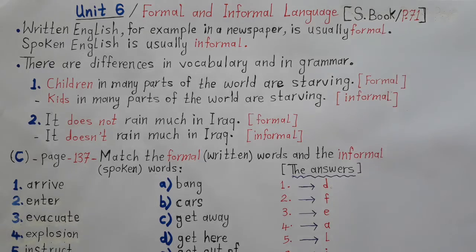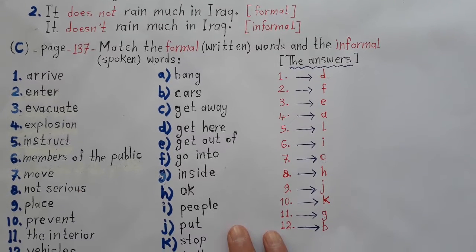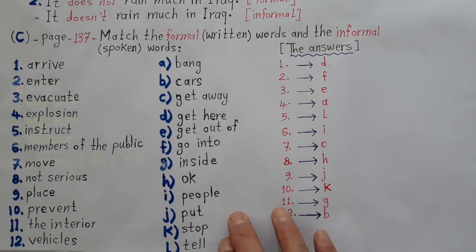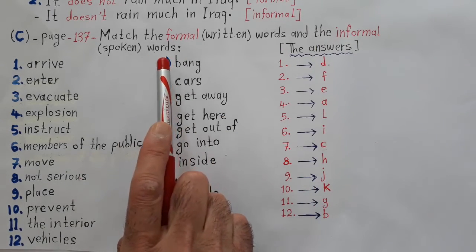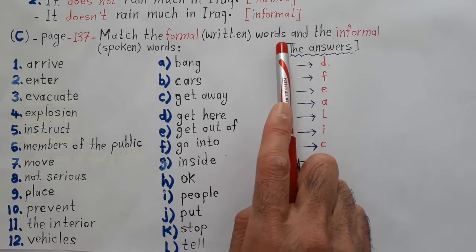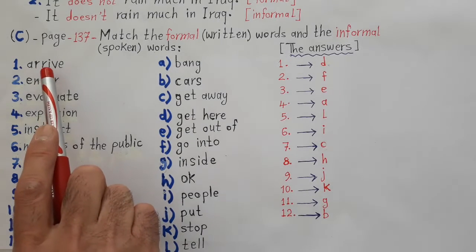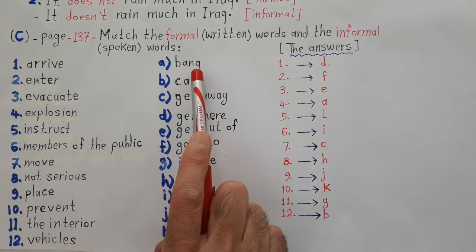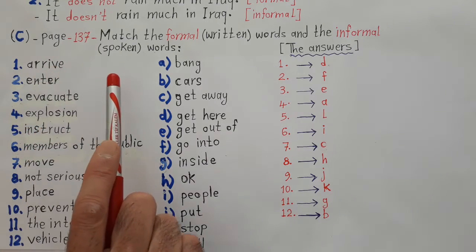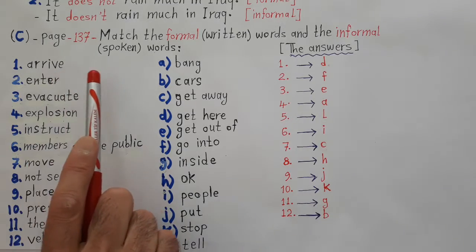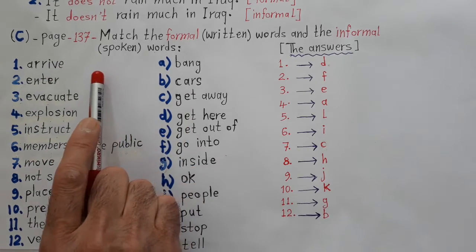Now, we come to an important exercise. It is exercise C on page 137. Yes. Match the formal written words and the informal spoken words. توصيل الكلمات المكتوبة اللي هي رسمية مع الكلمات اللي في الكتابة اللي هي informal غير رسمية. The words in the numbers are formal. The words in the letters are informal. So, we are going to match the formal word with the informal word. The two have the similar meaning. يعني راح نوصل الكلمة الرسمية مع كلمة غير رسمية بحيث لهما معنى متقارب أو متشابه.